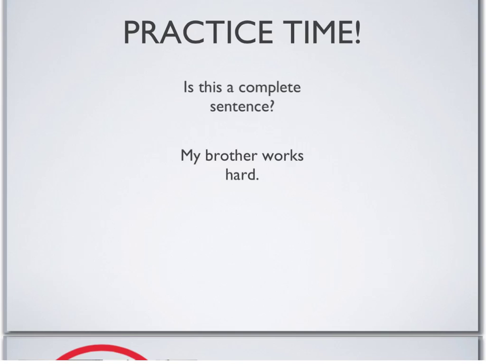In this sentence, we have a subject. My brother is the subject. We also have a verb, works. We don't have any linking words or connecting words, so it must be a complete idea. That means this is a complete sentence.